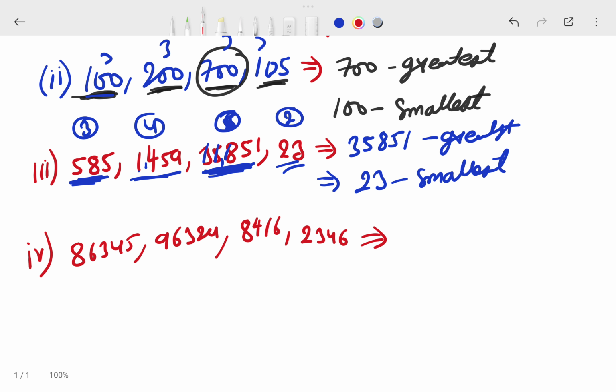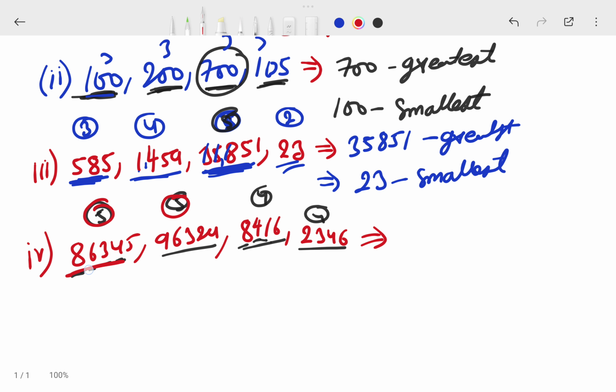Now I am telling you, in this question find which is greater. So count the digits: 1 2 3 4 5. It has 5 digits. It also has 5 digits. It has 4 digits. Count: 1 2 3 4. It has 4 digits. You will say, sir, here this is 5 digits, we can find easily, but here we have two 5-digit numbers.